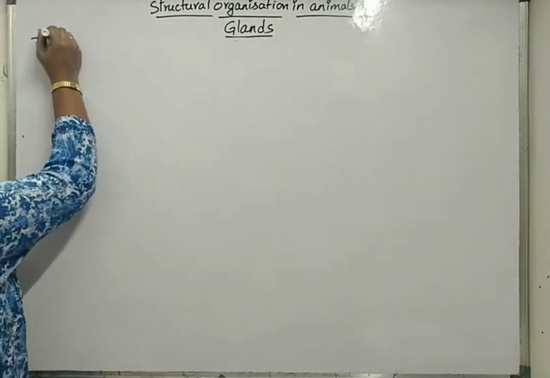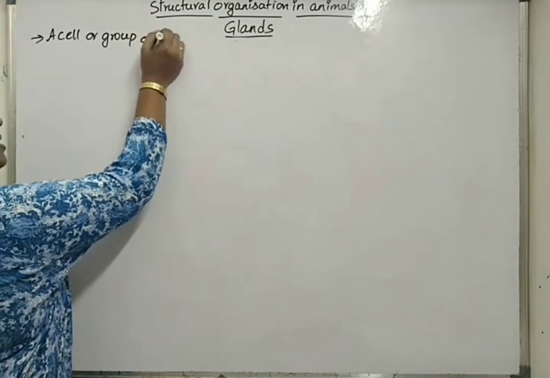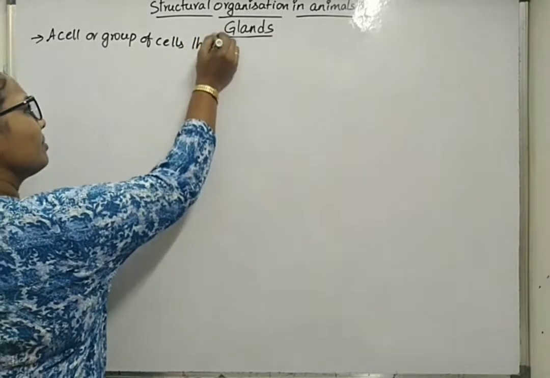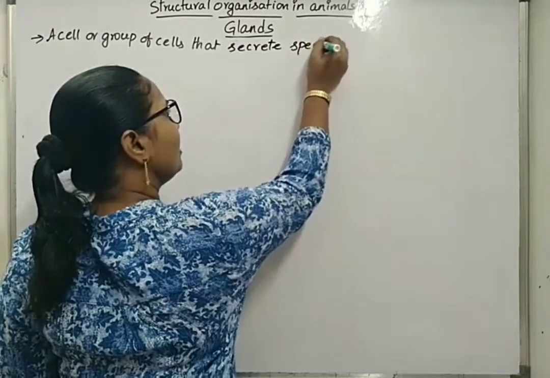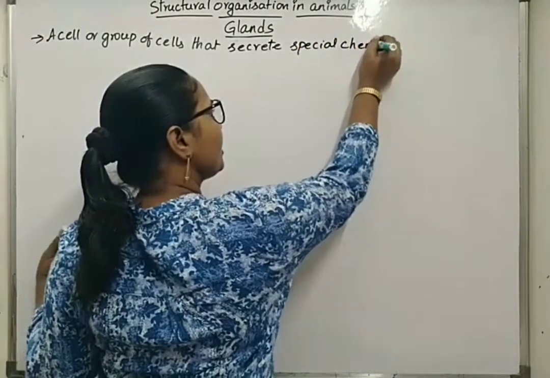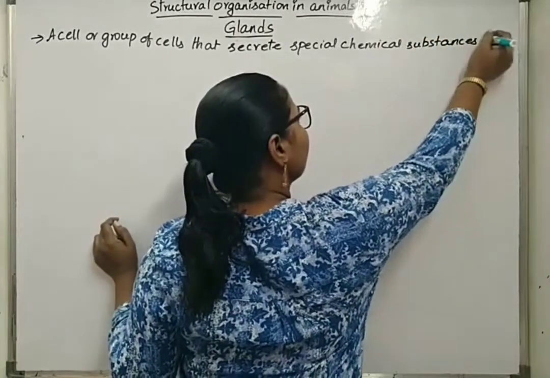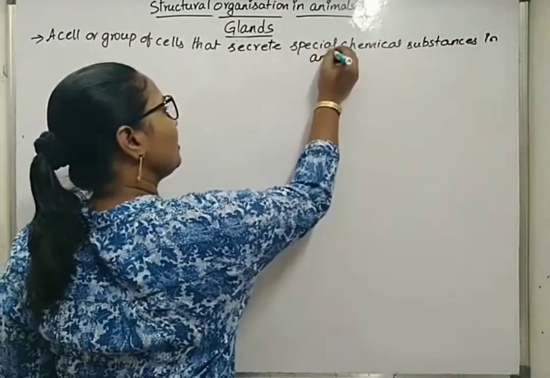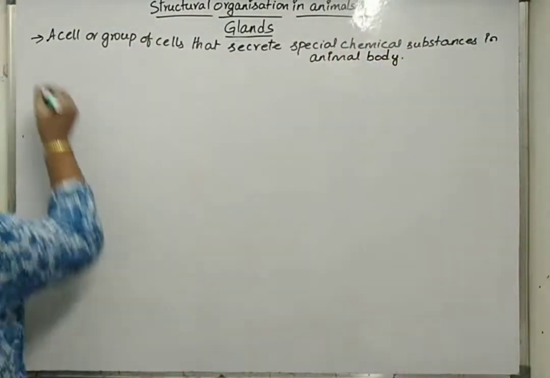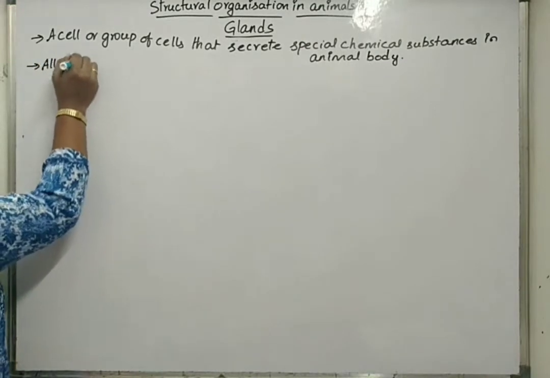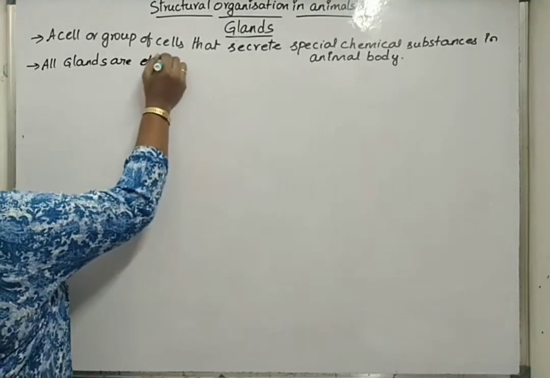So a gland can be defined as a cell or group of cells that secrete special chemical substances in the animal body or in a living organism's body. All glands are of epithelial tissue.